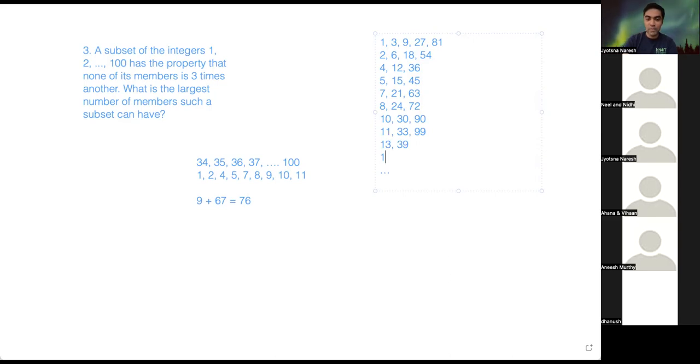Okay, well, we could keep going, right? So 14, 42. And 15, 45. 16, 48. 15, 45 is already covered, right? With 5, 15, 45. So the first number in each group should only be a non-multiple of 3. So 16, 48. 17, 51. Okay, 18, 54. Oh, sorry, 18, 54 should also not be there. We already have that covered with 6. Yeah, 19, 57. Good. Then what?